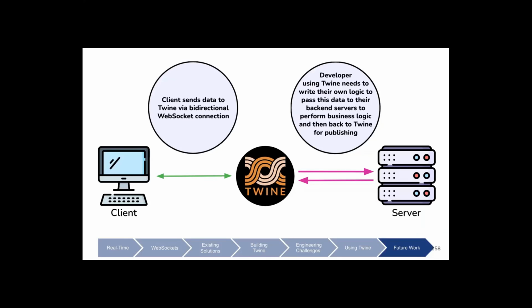Another improvement we can make to Twine would be to provide the developer the flexibility to add business logic to data being transmitted from clients to Twine server. Recall that WebSockets enable bidirectional communication from both server to client and client to server. Currently, if a developer wanted to add business logic to process data incoming from clients, they would need to implement this functionality themselves by first routing client data to their application's backend servers for processing, and then to Twine to publish.